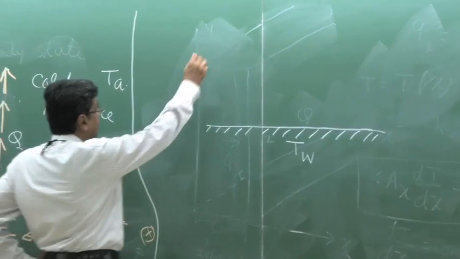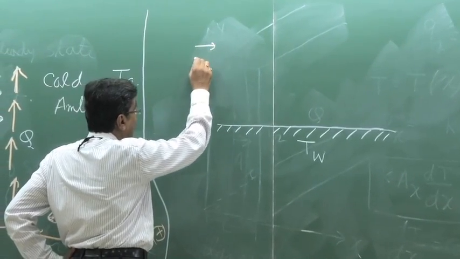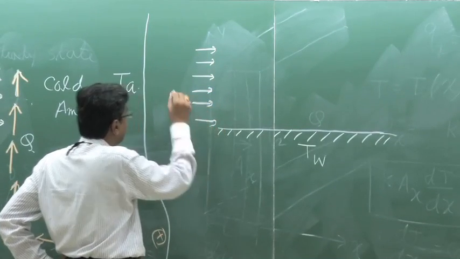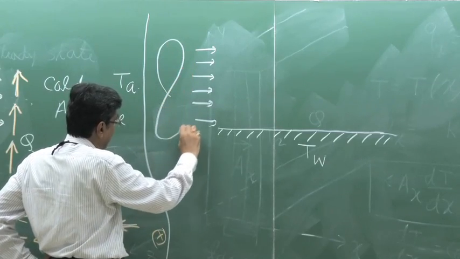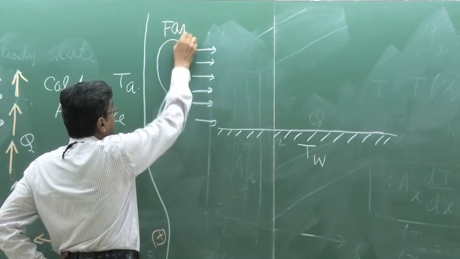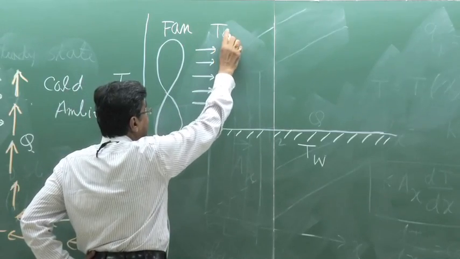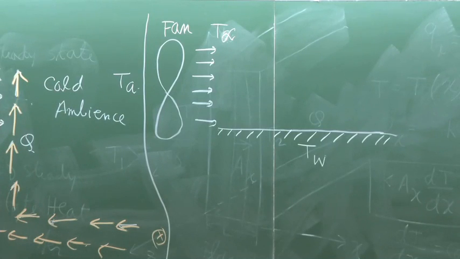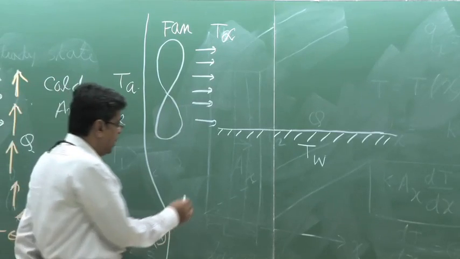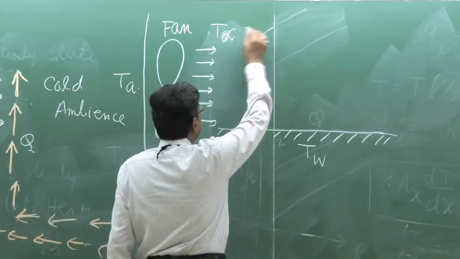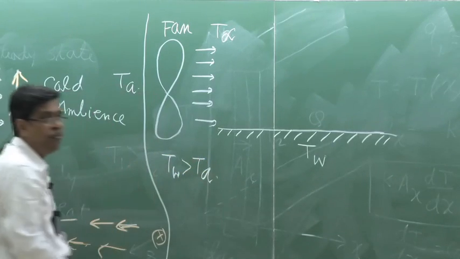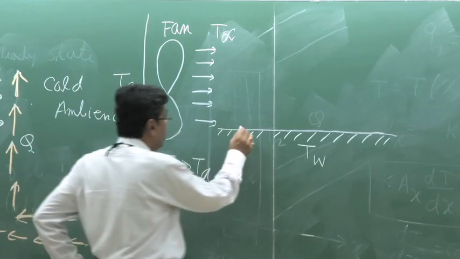Okay, let us consider cold air flowing over the plate, and this flow is made to happen by a fan or blower, and the temperature of the cold air is Ta, or rather T infinity. This nomenclature I will give. The implication of it will be understood afterwards. Cold air is flowing over the hot plate. This means that Tw is greater than Ta. Then what will happen? Heat will flow in this direction.